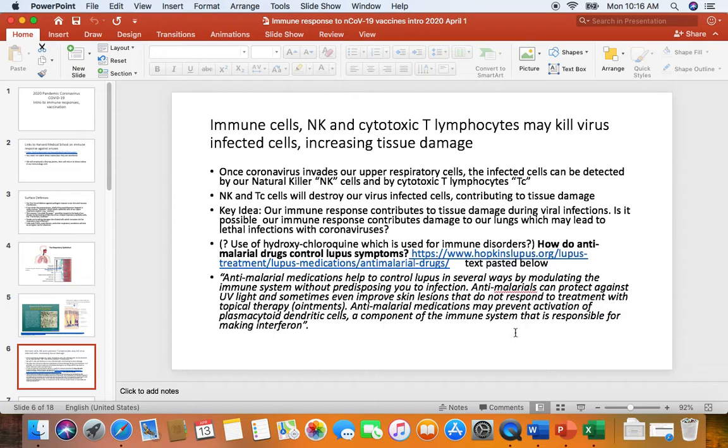Okay, so again, folks, study guide question 2, which cells below will kill our virus-infected cells? So we would choose the NK natural killer cells and the cytotoxic T lymphocytes, also known as TCs. All right, then question 3, folks, is what are the consequences of cell killing by the cells named previously?